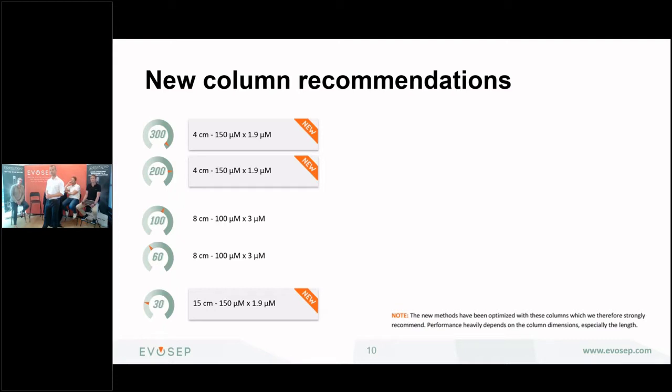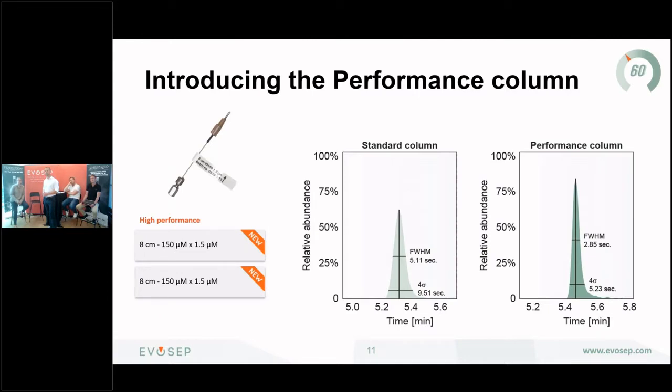But to boost the performance even further with the 60 and 100 samples per day, if you take the next slide, we also now introduce a performance column, which is actually with even smaller beads, 1.5 micron. And in order to keep the back pressure still within a reasonable range, the inner diameter is also now 150, as for the other columns. And as we can see here with the standard column, which is an extracted ion chromatogram of 722 from a BSA load, we have really nice, sharp, and symmetric peaks with the new software. On the right side we plotted the same with the performance column, and here we can see that the peaks are even more narrow, actually up to 60% more narrow if we look at all the BSA peaks in our runs.